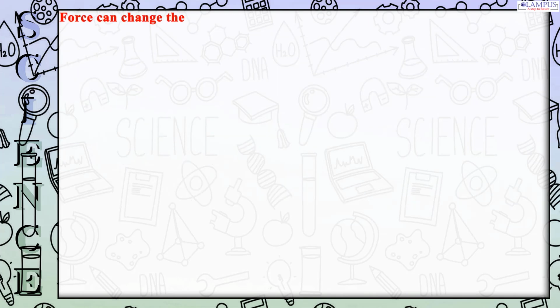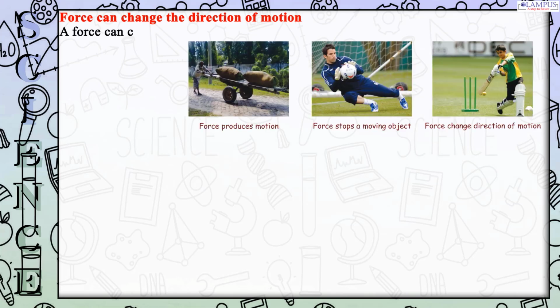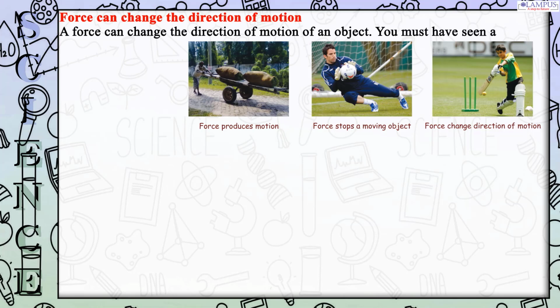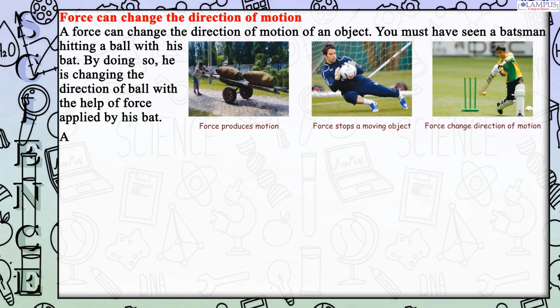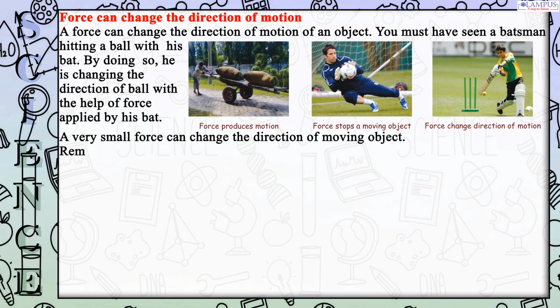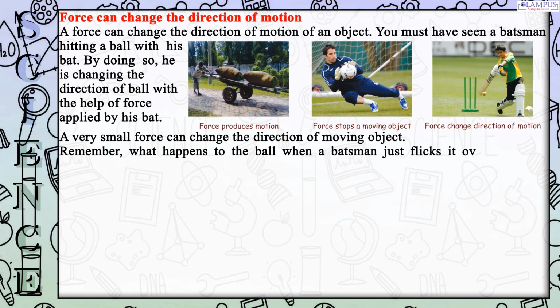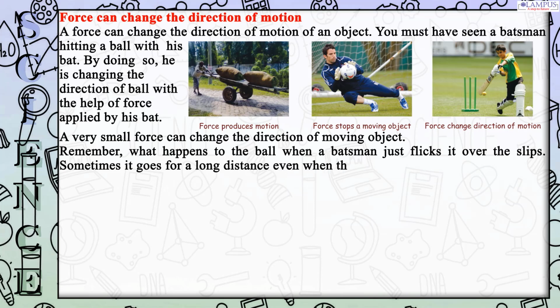Force can change the direction of motion. A force can change the direction of motion of an object. You must have seen a batsman hitting a ball with his bat. By doing so, he is changing the direction of the ball with the help of force applied by his bat. A very small force can change the direction of a moving object. Remember, what happens to the ball when a batsman just flicks it over the slips? Sometimes it goes for a long distance even when the force applied is very small.